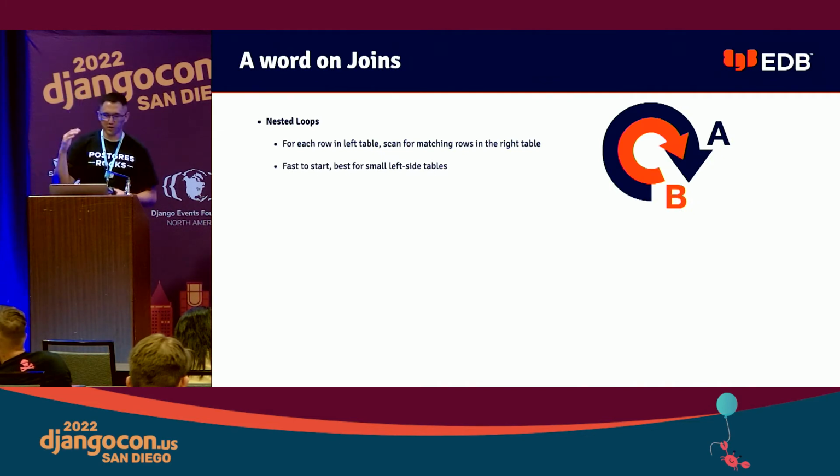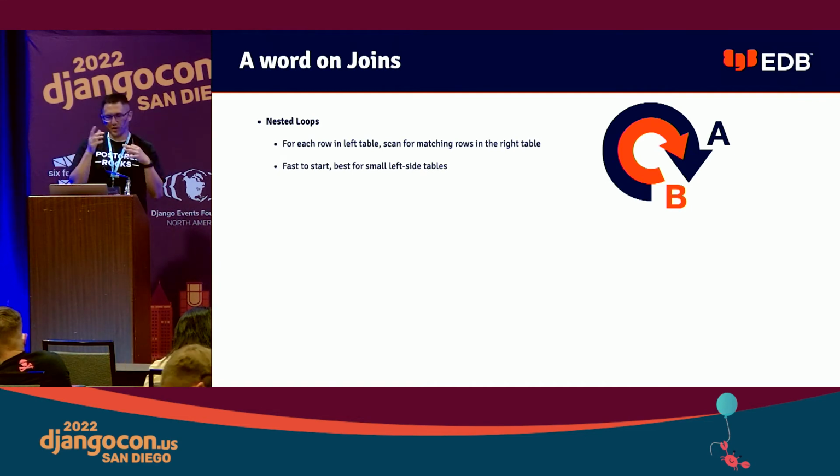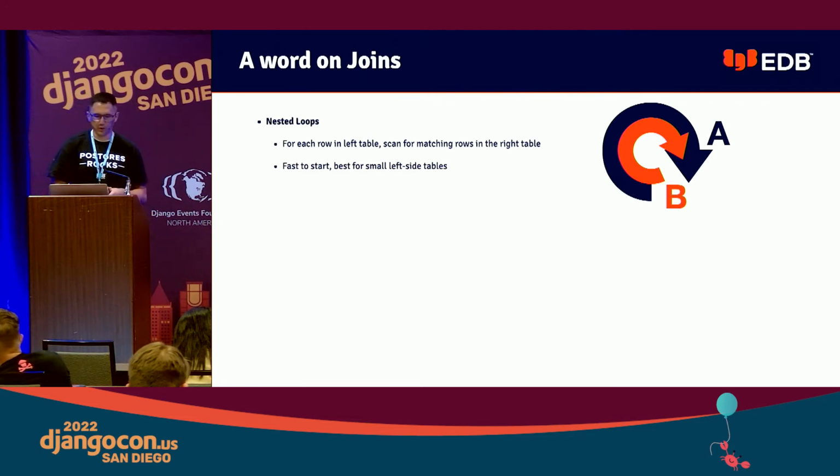So just quickly on the joins, nested loop, like you saw earlier, works well if you take a table and then you join another table. For every row in this left table, you're going to scan through the right table and then move on. So that's how the nested loop works. Now, it's fast to start, right? You don't have to set up anything. You just immediately start scanning on the disk and looping through the values. It works best for small left side tables. If you have a table on the left with lots of rows, it's going to be very expensive.